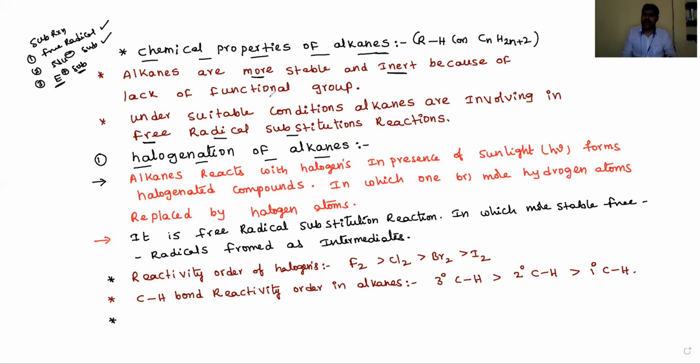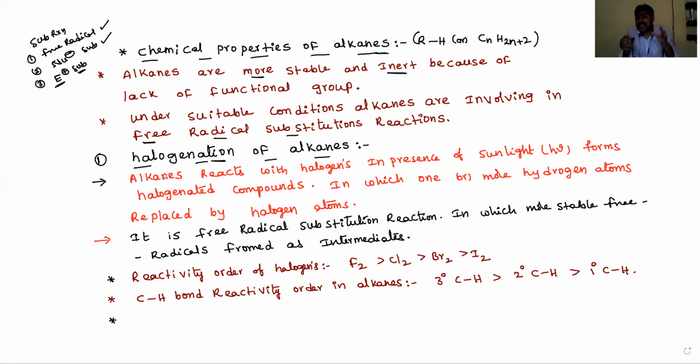So one kind of substitution reaction is free radical substitution, in which free radicals are formed as intermediates, and the most stable free radicals are formed. As for the stability of free radicals, tertiary free radicals are more stable than secondary free radicals, and then primary free radicals. One of the most important free radical substitution reactions of alkanes is the halogenation reaction, or halogenation of alkanes.